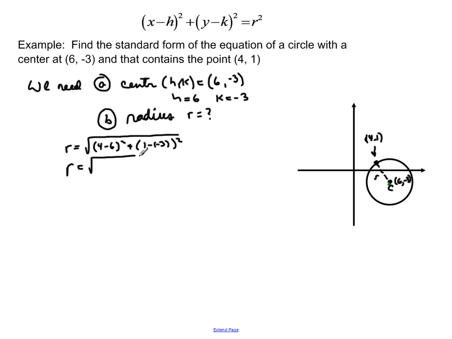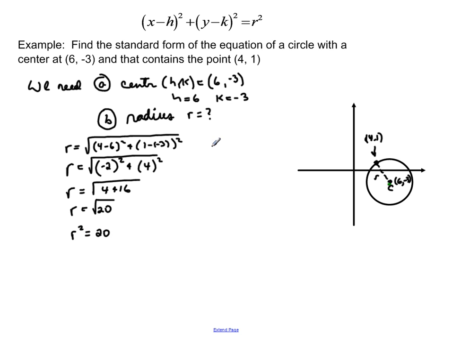Well, let's work out the numbers right here. This is going to be the square root of (-2) squared plus 4 squared, not the square root of it, because we're taking the square root after we take our squares. So r is equal to the square root of 4 plus 16, which is to say the square root of 20. So our radius is the square root of 20. That means that r squared itself will be equal to 20.